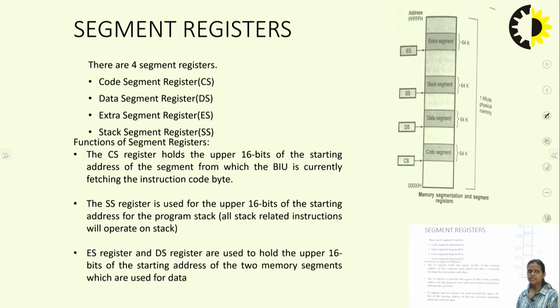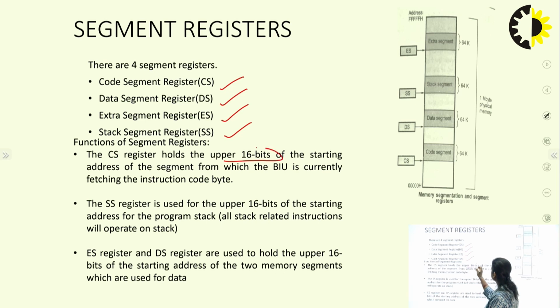Here we can see we have 4 segment registers: the code segment register, data segment register, extra segment register, and stack segment register. So what are the functions of these segment registers? The code segment register holds the upper 16 bits of the starting address of the segment from which the bus interface unit is currently fetching the instruction code byte.